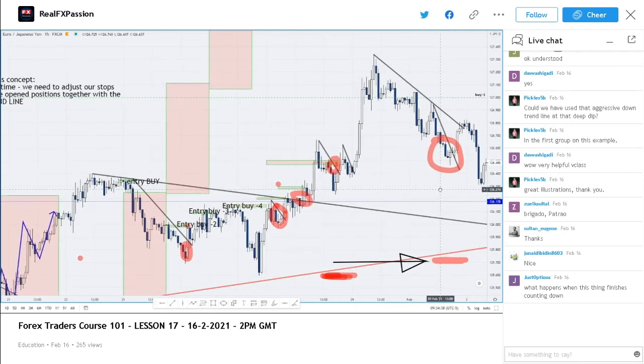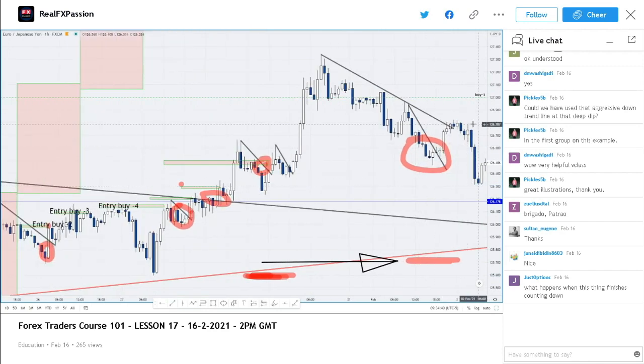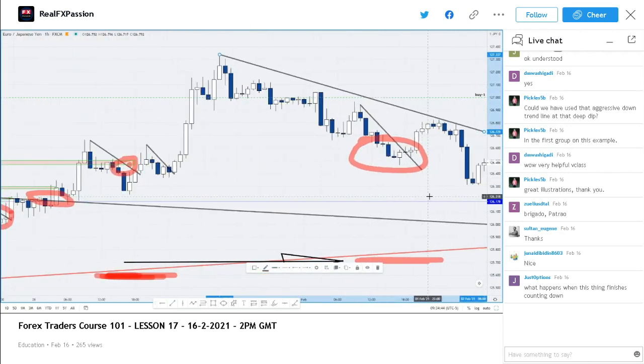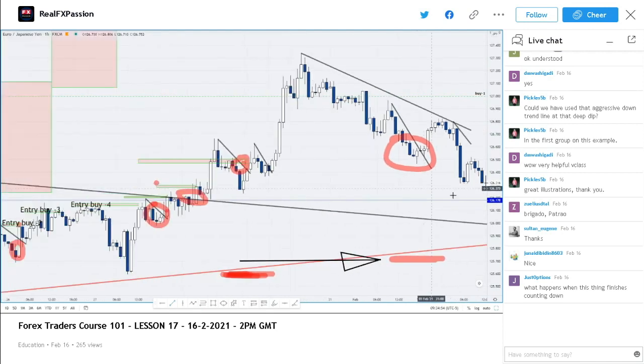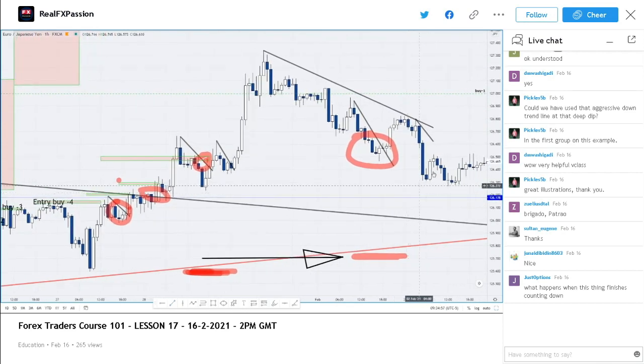Okay, now let's see what is going to happen. Retraced further down. And do we have another counter trend line break? Let me see. Not yet, not yet, not yet. So we have here another one. Entry, counter trend line break, stop loss up in here.